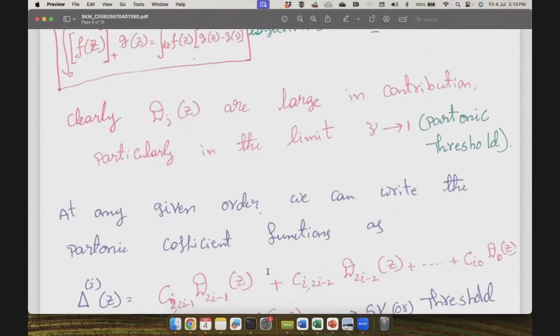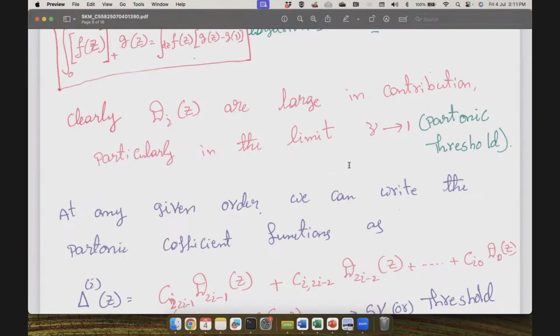So clearly the curly D of z are large in contribution, particularly in the limit where z goes to 1. The z goes to 1 limit means, z is defined by Q square by s, where Q square is the square of the mass of the final state, meaning what fraction of incoming energy is carried away by the final state system. And if the entire fraction goes to 1, meaning whatever the total energy is, is being converted into the final state energy, that is exactly the threshold limit.